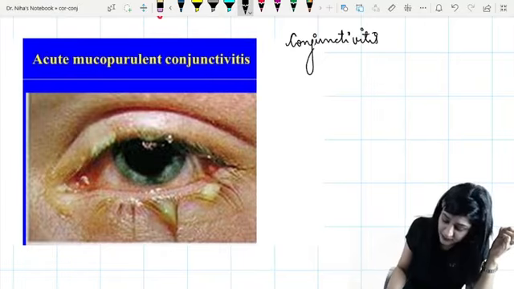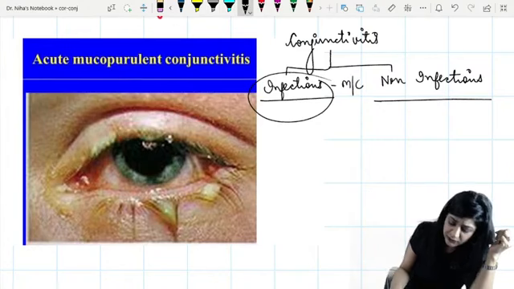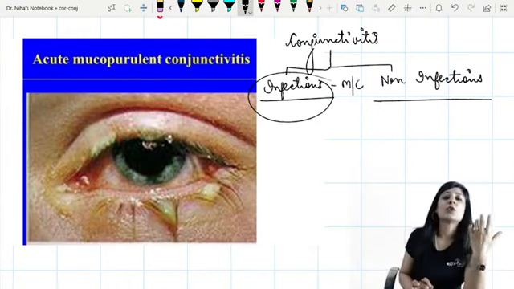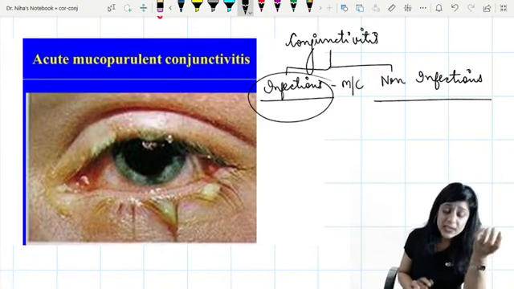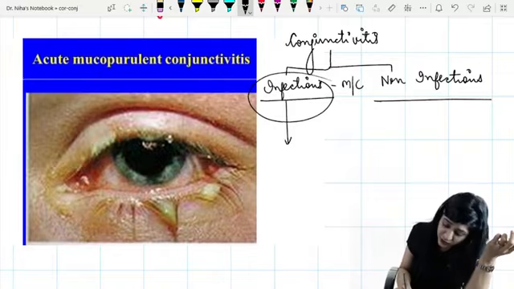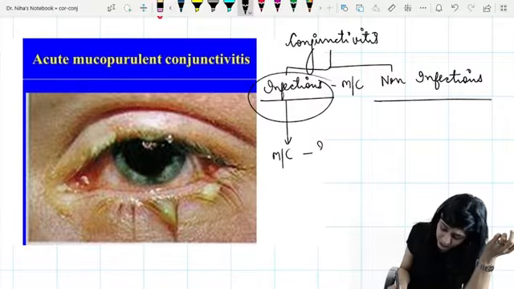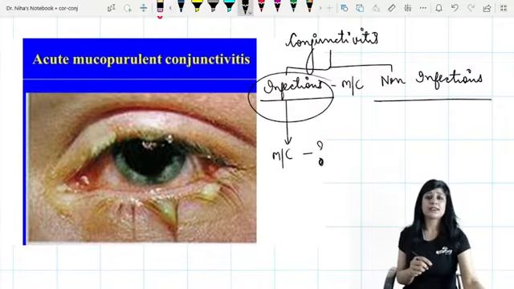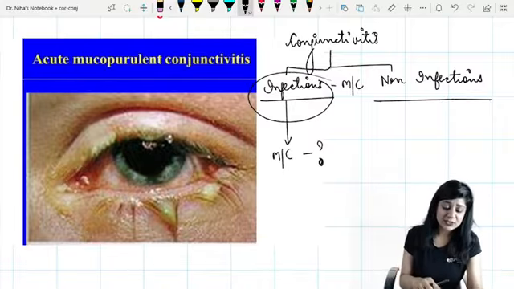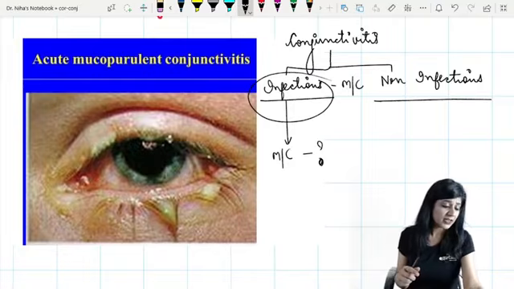Now infectious is always more common. So in a developing country like India, we have got more of infectious conjunctivitis. And amongst the infections, which is most common? Can you tell me, anybody who is there? Can you guys tell me which infection will be more common in conjunctivitis?